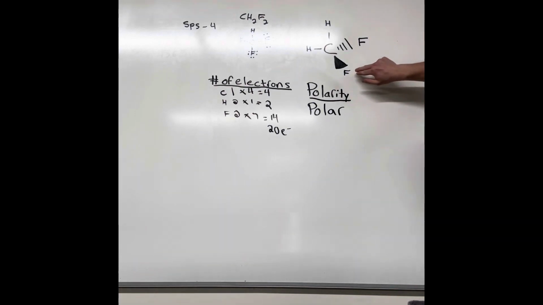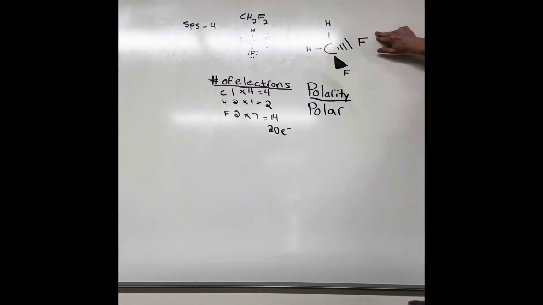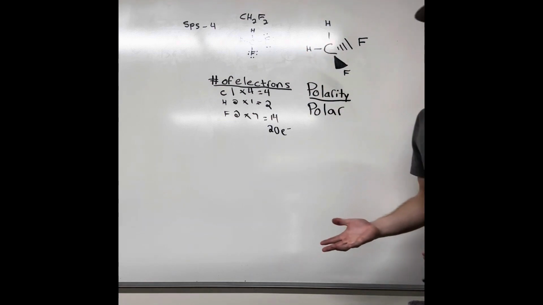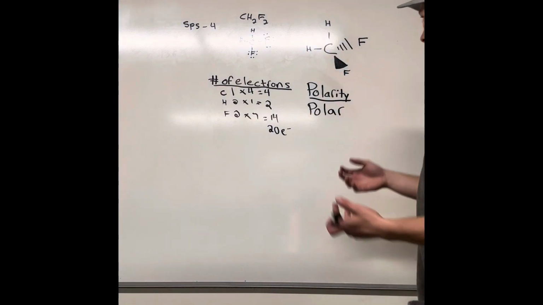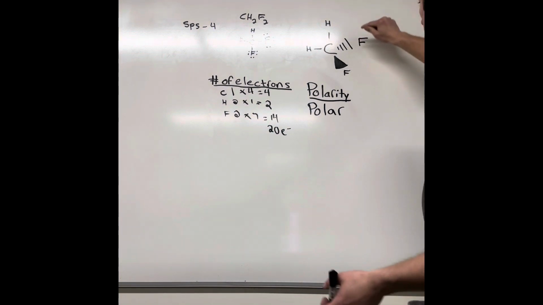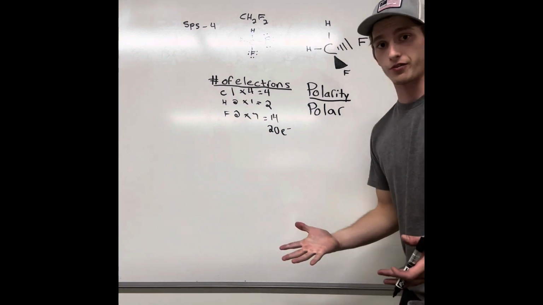So we draw it with fluorine coming towards you and fluorine coming away from you, and we keep hydrogen like this because they're not coming towards you or away from you. This solid wedge means it's coming towards you. This dash wedge means it's going away from you.